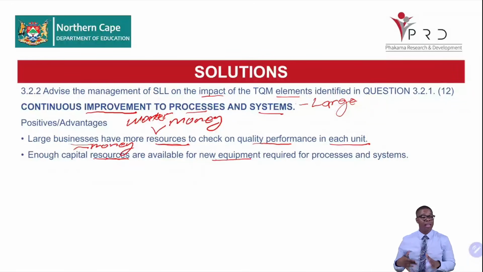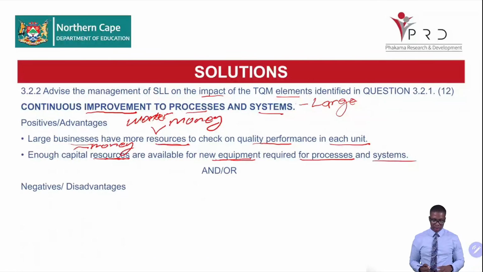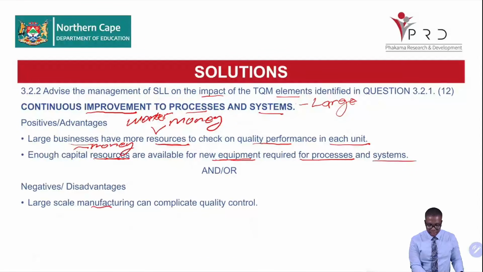Yes, we see the workers are skilled, everyone is good, they know how to do the work, but the problem is the equipment is old. So what do you need to improve the process? Buy new equipment. So they have enough capital resource available for new equipment required for processes and systems. Then, what are the negatives here? The negatives are large-scale manufacturing can complicate quality control.